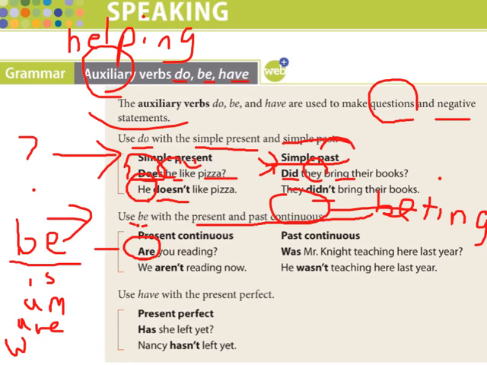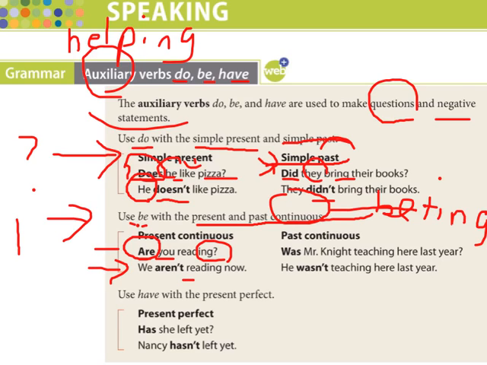Okay, so now that we know about the different forms of be, we can take a look at how be is used as a helping verb in forming questions and negatives. Are you reading? We put the be helping verb or auxiliary verb in front of the subject you, and remember, we always have an ing with the continuous tense. Are you reading? And we can make the negative by adding not after are. We are not or we aren't reading now. And we know these are present continuous tenses because we have the verb to be and we have ing.